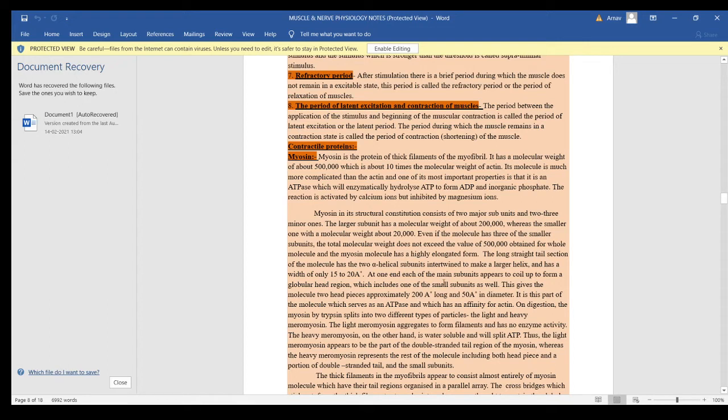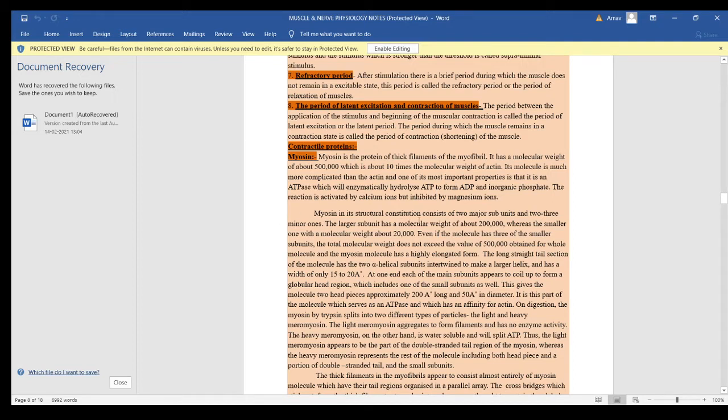So this ATPase will enzymatically hydrolyze the ATP to form ADP and inorganic phosphate. This reaction is activated by means of the calcium ions, and the magnesium ions bring about inactivation, or stop the hydrolysis of ATP to ADP.